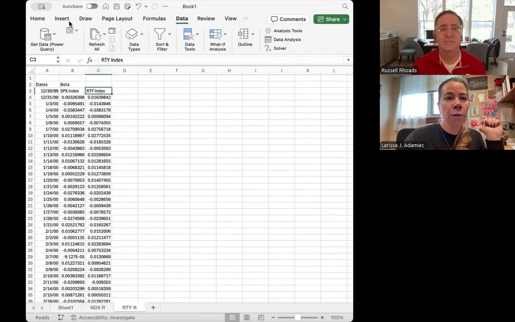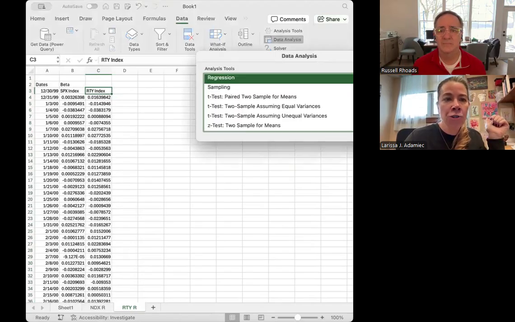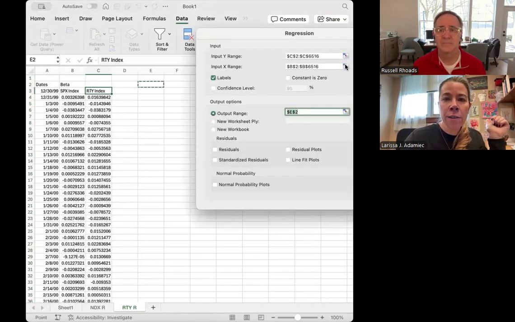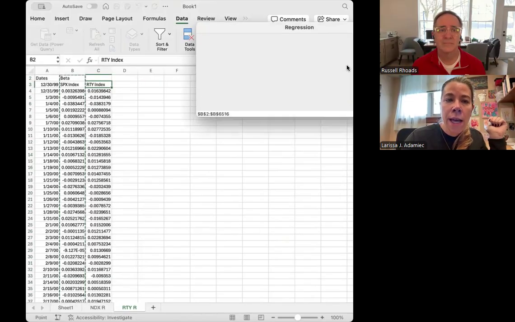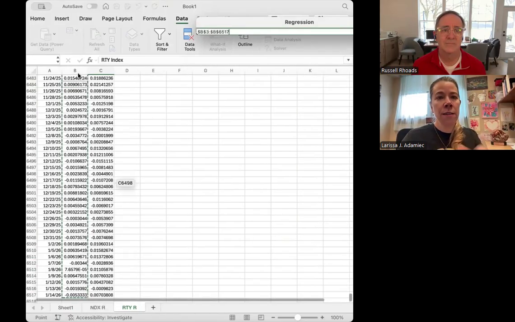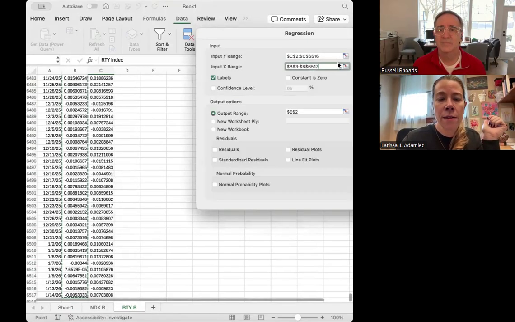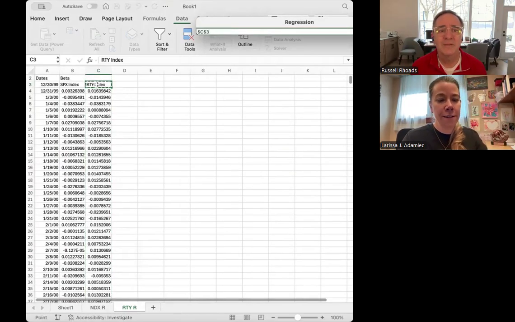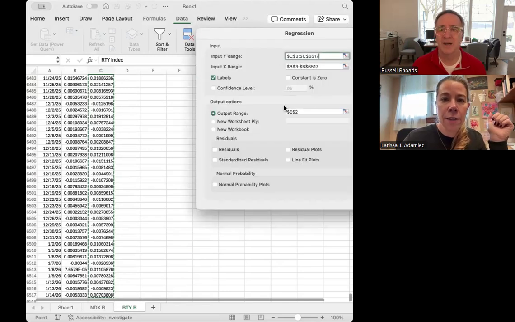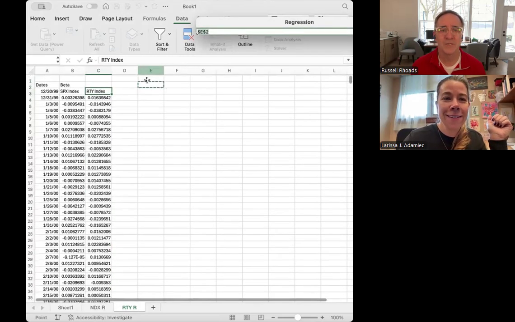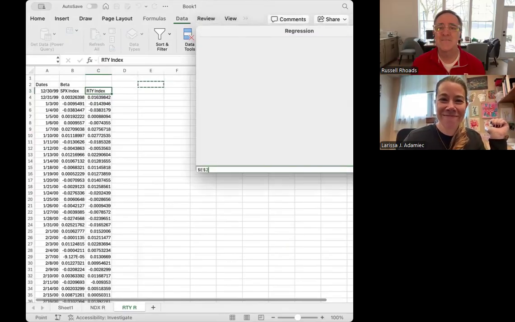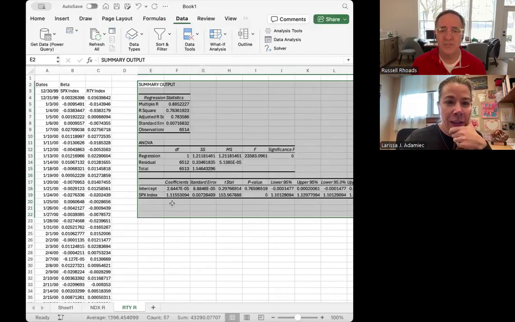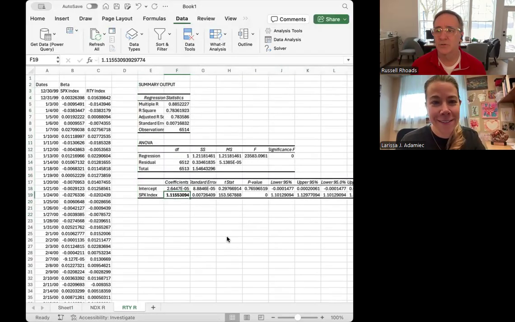Okay, so remember what we said. The RTY is dependent. So data analysis, regression. You're going to have to redo this. So the dependent is our SPX, or independent, pardon me, SPX. Yeah, we're solving for Russell. You say dependent, independent. I always say which one we're solving for because it's y equals mx plus b. Just enough different terminology to confuse students between the two of us.